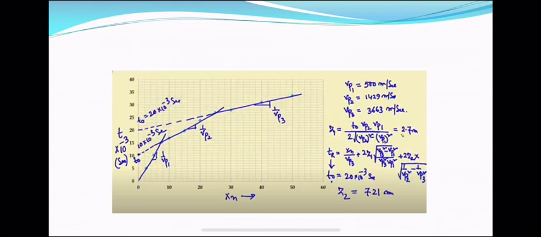After getting the Z1 value, we are going to calculate Tr, where Tr is equal to xn by Vp3 plus 2 into Z1 into square root of Vp3 square minus Vp1 square by Vp3 square into Vp1 square, plus 2 Z2 into square root of 1 by Vp2 square minus 1 by Vp3 square, where T naught is equal to 20 into 10 power minus 3 seconds. Finally, we will get Z2 as 7.21 meters.